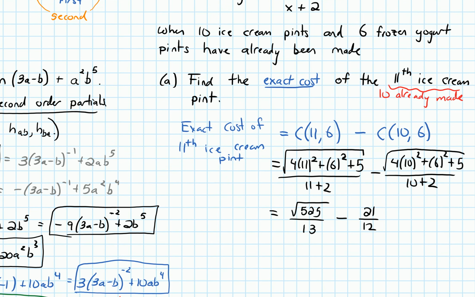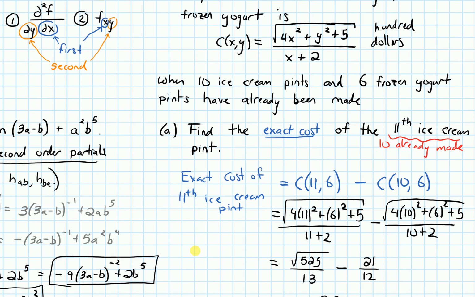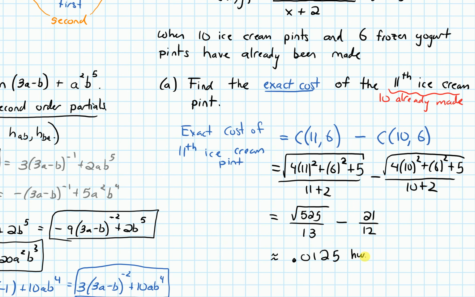And with this, I'm going to plug it into a calculator, and it ends up being approximately 0.0125, rounding it to 4 decimal places here. And what are the units? Well, the units of cost are hundreds of dollars. So it's a little bit weird to write a small decimal like this in hundreds of dollars. So I could convert this to just dollars if I multiplied this decimal by 100. And that's going to move the decimal over 2 spots to the right. So this is $1.25. Okay, so not a very high cost for that 11th ice cream pint.